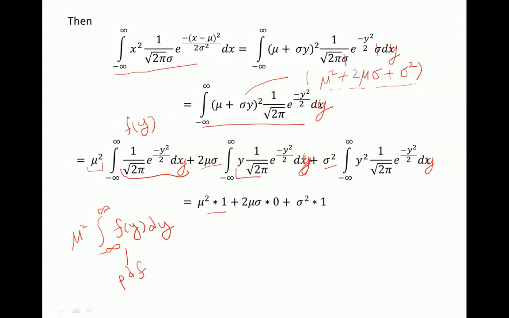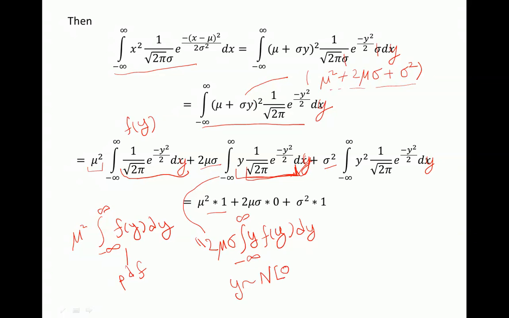Well, let's look at the integral here. This term here, again, is just f of y. So this equals the integral of y times f of y dy. And this is the probability density function of y when y is normally distributed with mean 0 and variance 1. But then the integral from negative infinity to infinity of y times f of y dy is just the expectation of y, which equals the mean, which is 0 in this case. So that integral is 0.